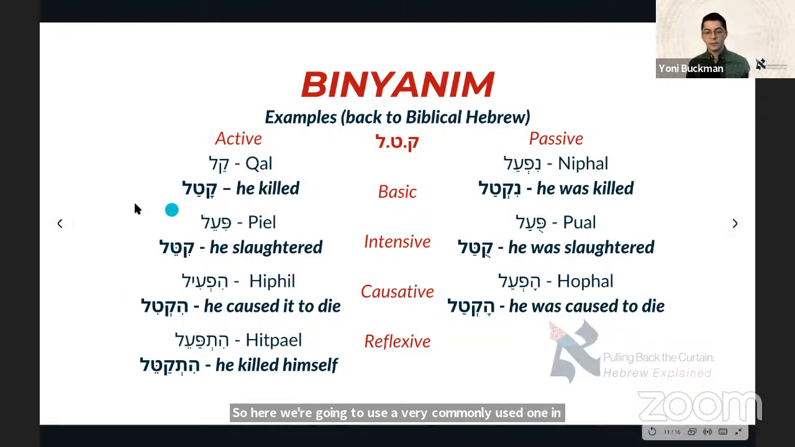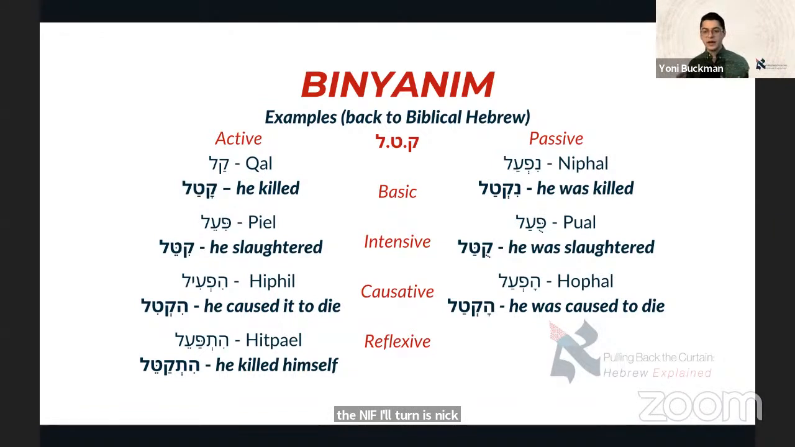And so here in the kal, the basic active, katal, he killed, right? Very, very simple, very basic active. Its partner is the nif'al, and it's niktal, okay? So the nif'al is niktal. You'll notice that the names nifal, pual, pial, they're all using the same vowels that you would get if you actually used that construction. So the basic kal, active, he killed, goes into niktal for the passive, he was killed, or killing was done to him.